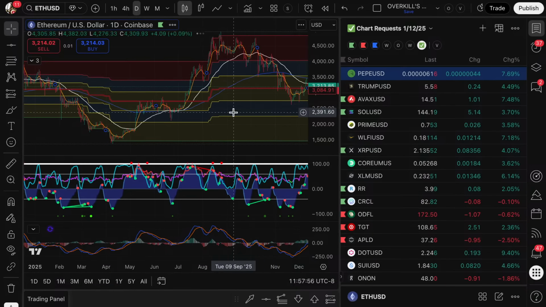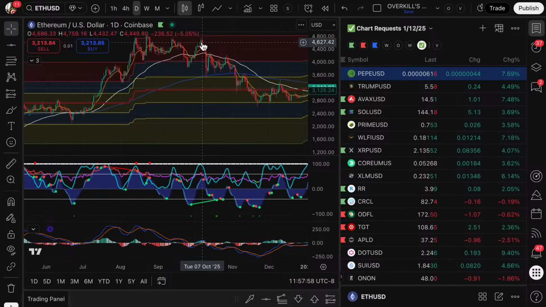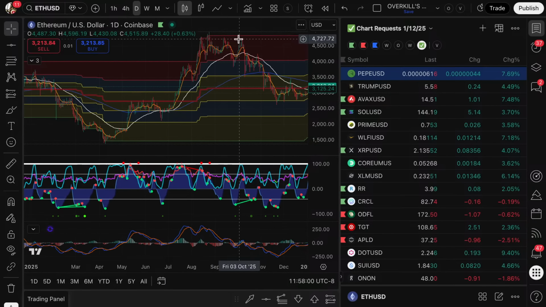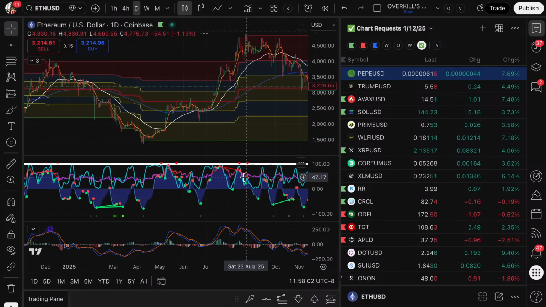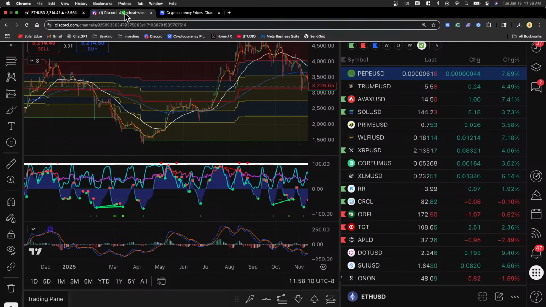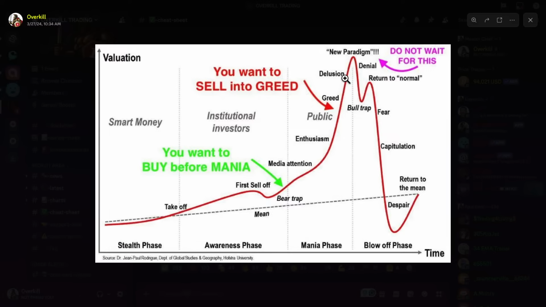Let's just look at Ethereum's red zone here. Okay, Ethereum red dot in the red zone right there at 4,800, called the exact top. Okay, it also gave you one right here. 4,700, 4,800. It gave you one right here at 4,000 as well. Again, our goal is not to time the exact top. It's to get out close to the top.